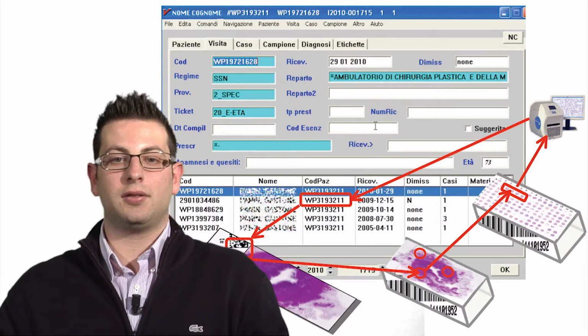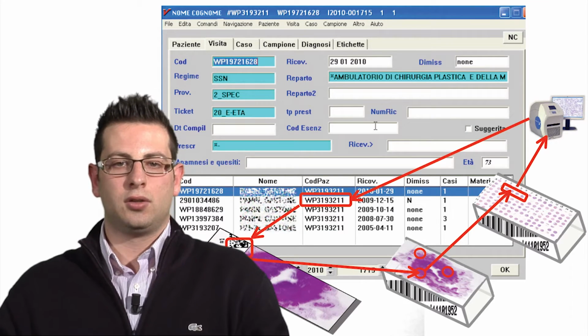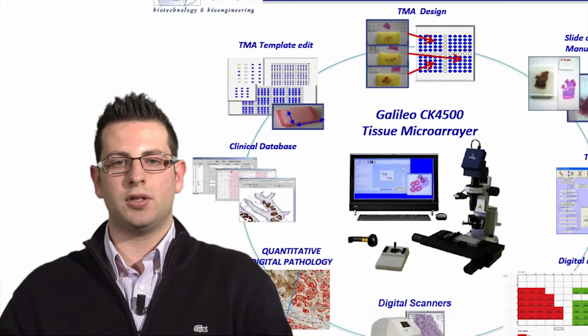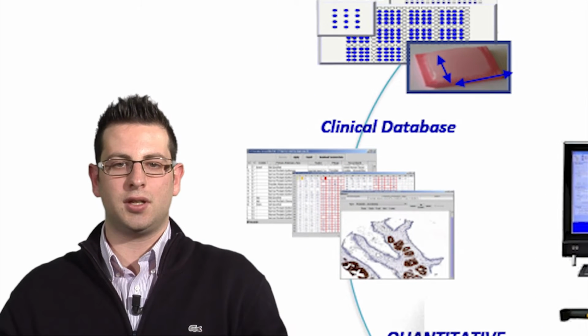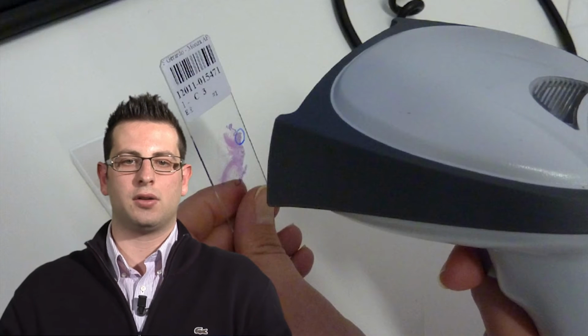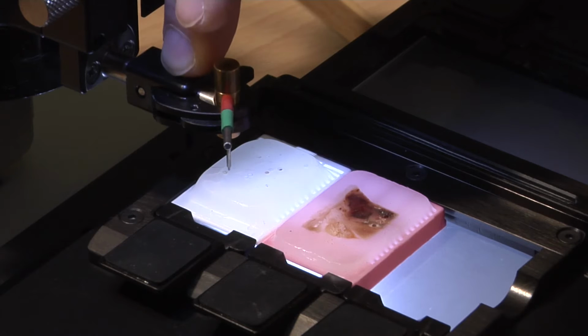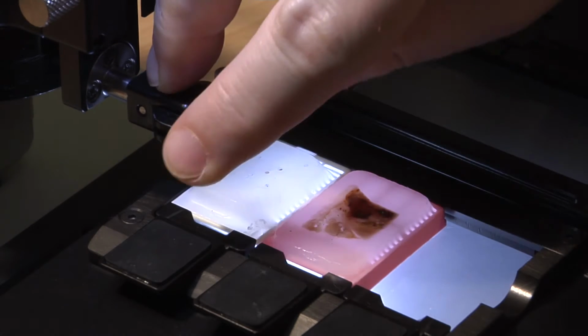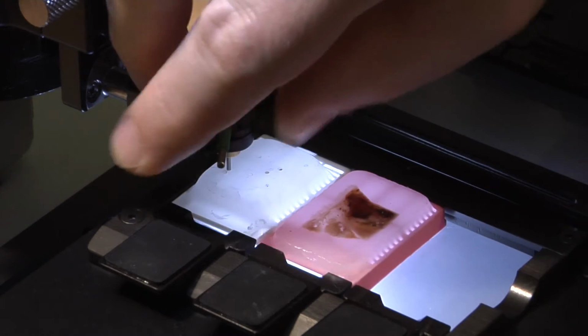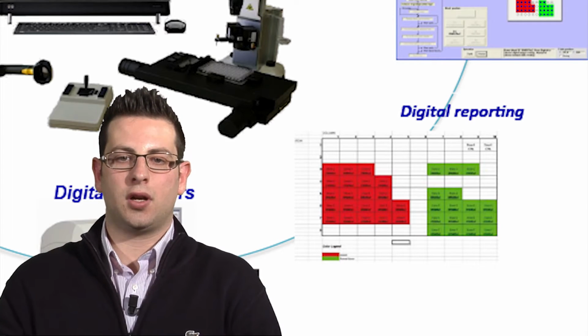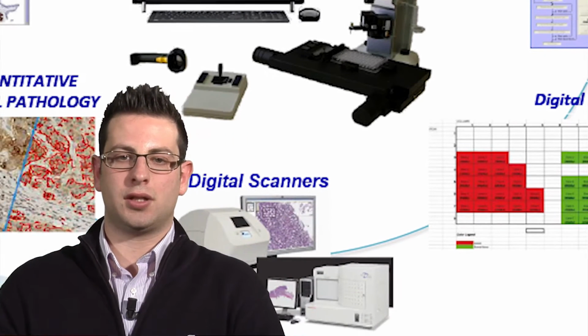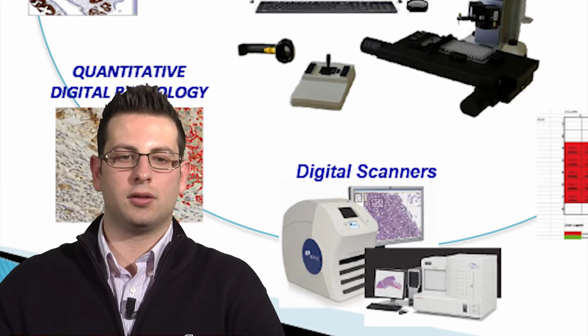To guarantee traceability of the data throughout the TMA process, the Galileo instrument was designed to interface easily with the clinical database via barcode system. The Galileo TMA will guide you easily through the tissue microarray construction process, allowing to transfer of the TMA data to any digital scanner, a Hamamatsu, Aperio, or others.